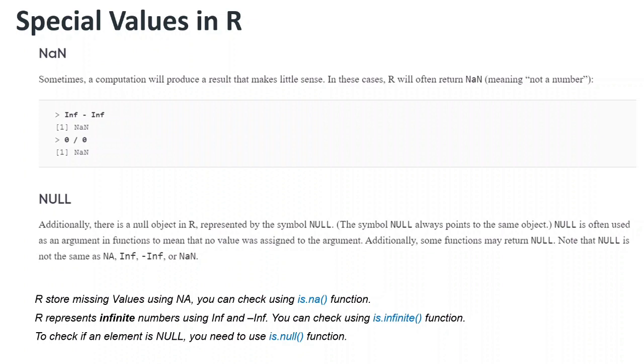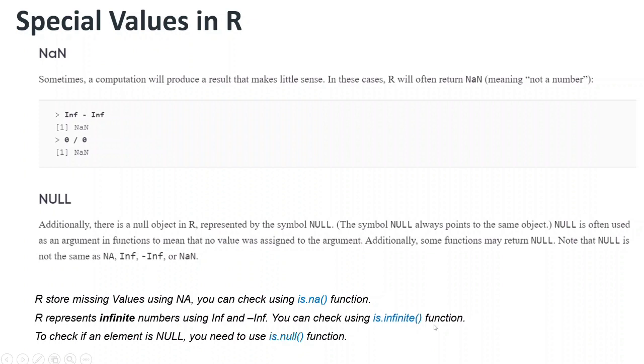NULL is not the same as the previous three values, that is NA, Inf (infinity and minus infinity), or NaN. You can check whether a particular object contains the NULL object using the is.null function. In the same way, you can check for missing values, that is NA, in an object using the is.na function. Infinite numbers can also be checked using the is.infinite function.